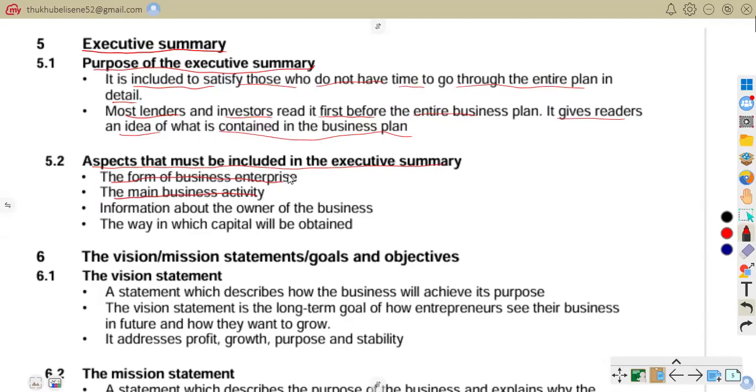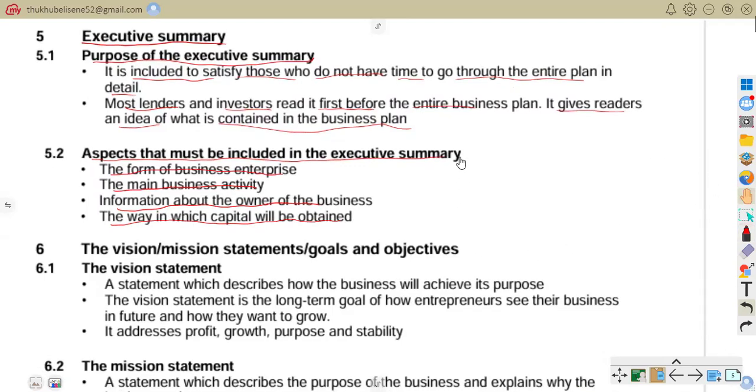For example, selling handmade furniture. Information about the owner of the business gives basic details about the entrepreneur. For example, the owner has 5 years of experience in furniture design, let's say. The way in which capital will be obtained explains how the business will get funding, for example, a bank loan or owner savings.